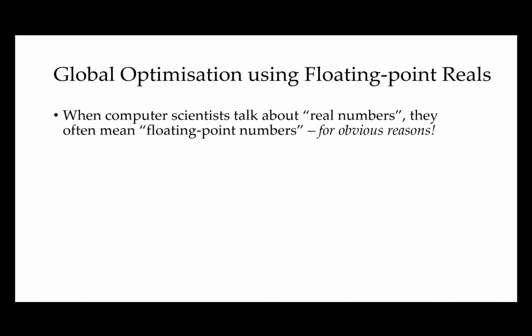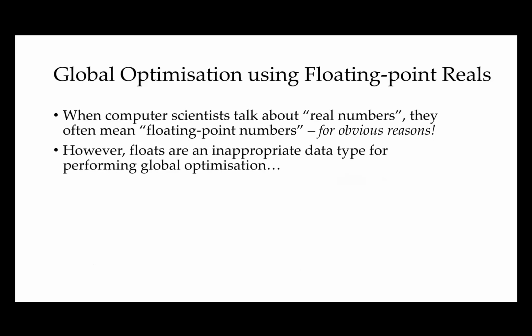So then we start thinking about, okay, well, let's implement this approach, and let's use our usual type of real numbers that we have in a programming language, which is floating point. When computer scientists talk about real numbers, they usually just use the word floating point numbers. When we're taught about floating point numbers in school, we call them real numbers. And this is for obvious representational reasons. But in this particular instance, floats are an inappropriate data type for performing this type of convergent global optimization.